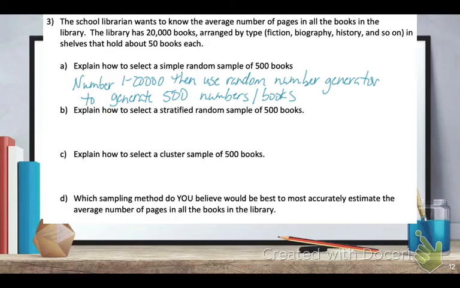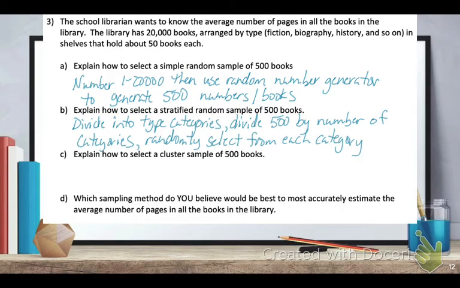For B, explain how to select a stratified random sample of 500 books. So this is where we would group the books into subgroups first and then randomly choose from those subgroups. So you could divide into type categories that were mentioned, fiction, biography, history, and then divide 500 by the number of categories. So let's say there are 8 categories, divide 500 by 8, and then randomly select that number of books from each category.